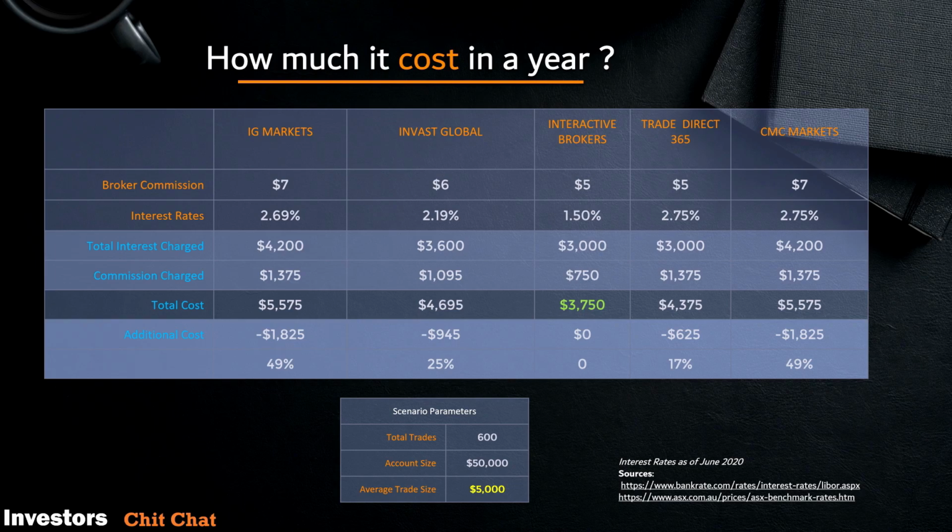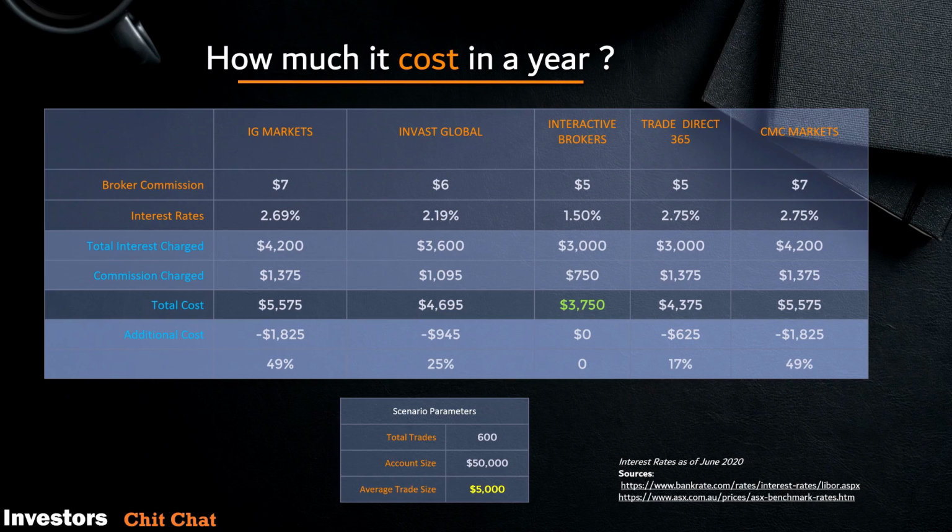One thing I have to mention here is that I have not included the spread charges that non-DMA brokers like TradeDirect 365 and CMC Markets charge. And thus, I would say that TradeDirect 365 is a bit more expensive than what you're seeing on the screen here. The calculations get a bit more complex if I start including the spread cost, but for the sake of assumption, if we include that 7 bps spread in TradeDirect 365, then it will become way more expensive than Invest Global.